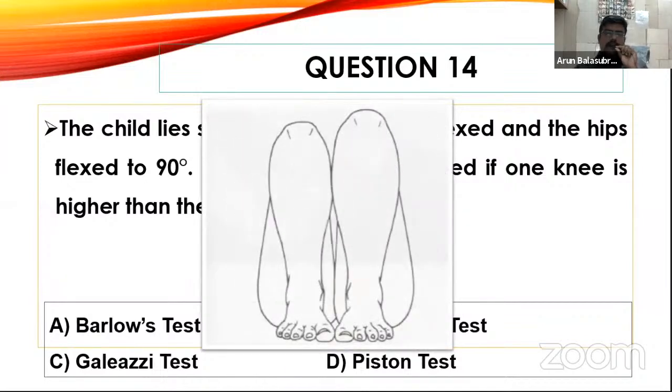I think this is the picture here. When you ask the patient to do a hook-lying position and look at the knees, one knee will be lower than the other. So what is the name of the test? It is the Galeazzi test, a very good and right answer.